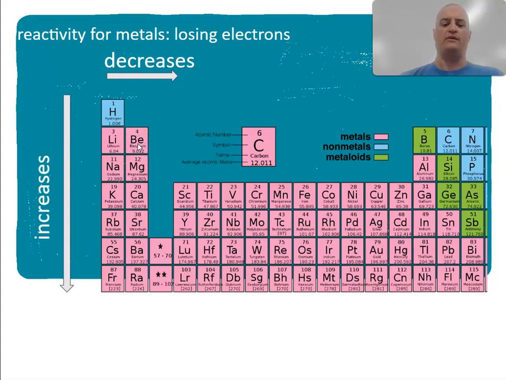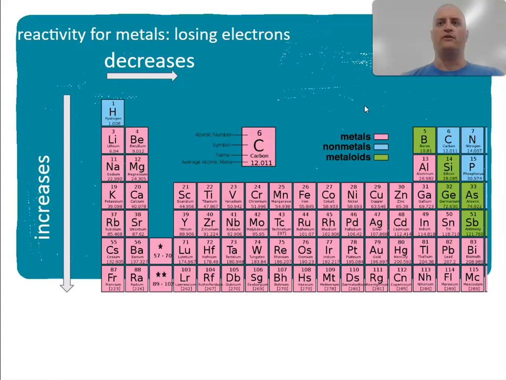Going down, it's going to increase reactivity. So going from lithium to cesium, the reactivity is going to increase. Why? Atoms get larger, so the electrons are further from the nucleus. Therefore, it takes less energy to lose those electrons and react.